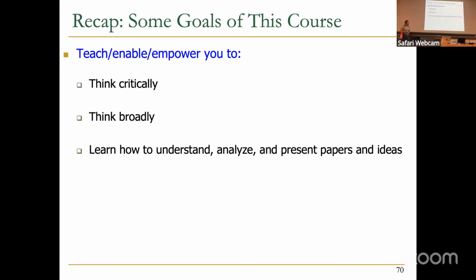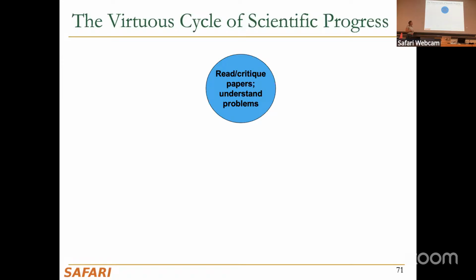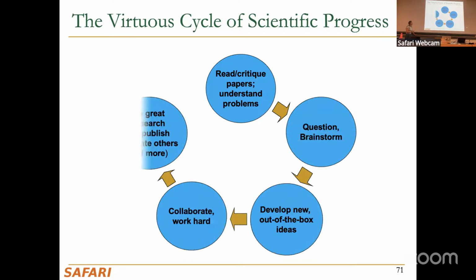So this is a recap of what we achieved during this course. And it's very important here, we have discussed this virtuous cycle. And I think this schematic really shows how it works and how we're going to implement it during this course. So what we have here is that you're going to start by reading and making sure that you do a good critique of the papers, understanding the problems. And once you understand them, then you're in a position to start questioning them if what they did is important.